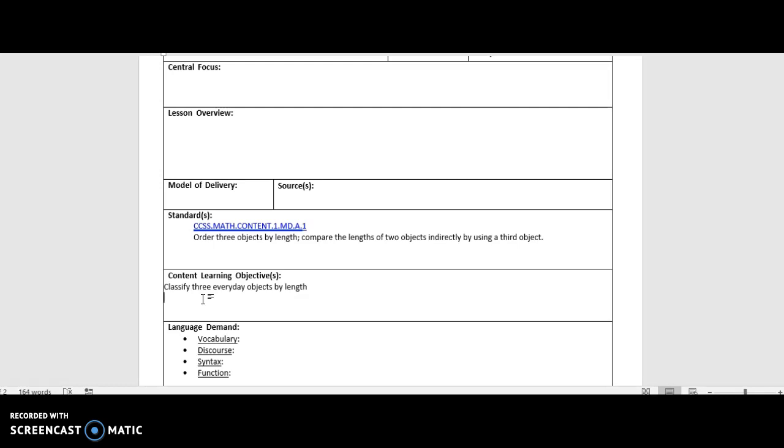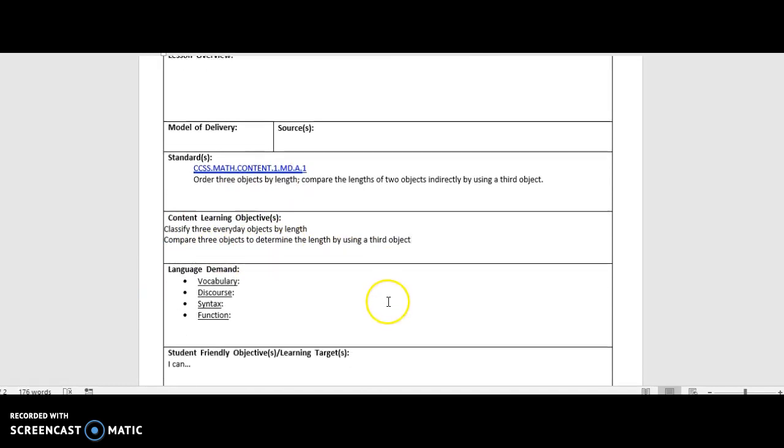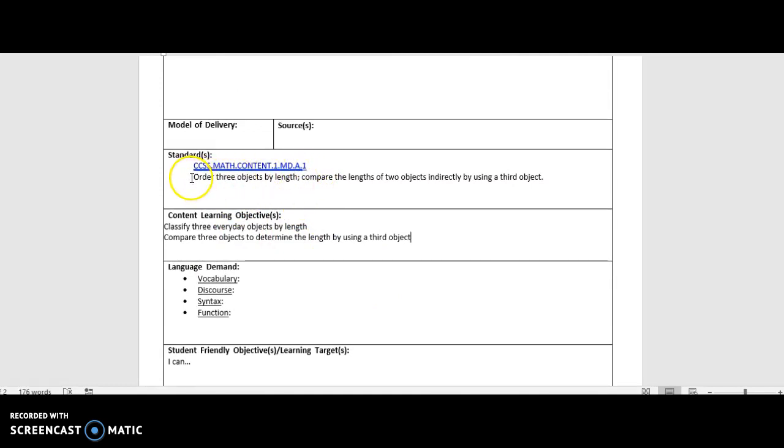The second thing I want them to do, and this standard's kind of easy because the content objectives are really there in the standard. Sometimes you have to think a little bit harder to see what sort of verb you're going to use. But I'm going to say compare 3 objects to determine the length by using a third object. These are very close to the standard, but that's okay. You're rewriting the standard and you really want to know what you want the kids to be able to walk away with. And there are a lot of different ways to do that. And for this particular standard that I just randomly chose, it makes it a little easy because the standard is already written in objective language.